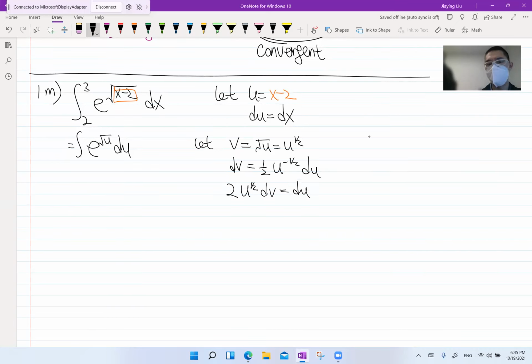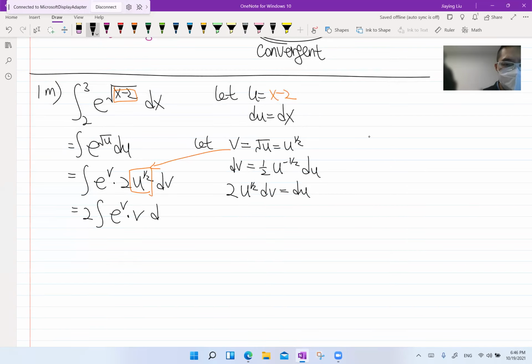Basically, I'm using u substitution twice. Rewriting the integral, I have e to the square root of u, that's e to the v, and a du, which is 2u to the half dv. I don't like u to the half there because I want an integral in v now. So I'm going to rewrite this u to the half as v, and move the 2 outside. So I have 2 times the integral of e to the v times v dv. That's what I get when using u substitution twice.